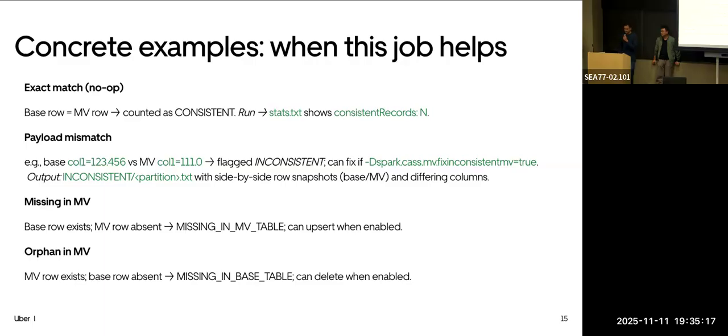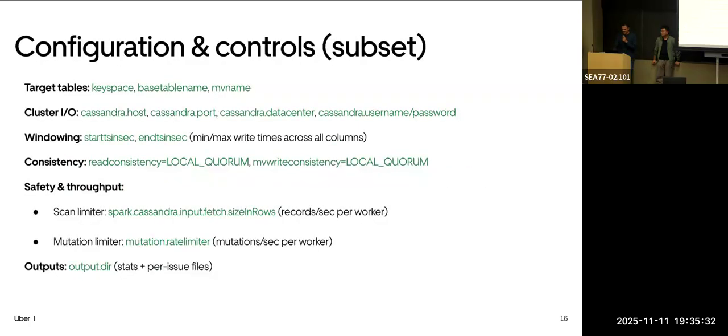And then the other two categories are if a row is missing in MV and if an orphan is found in MV. In this particular job, it uses the base table as the source of truth. It never ever updates anything in the base table. It only makes edits to the MV table.